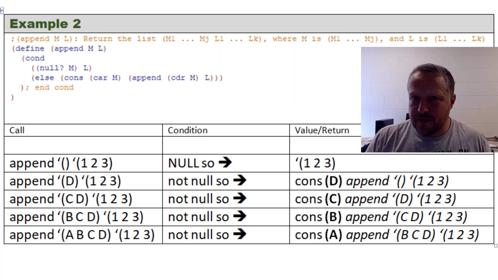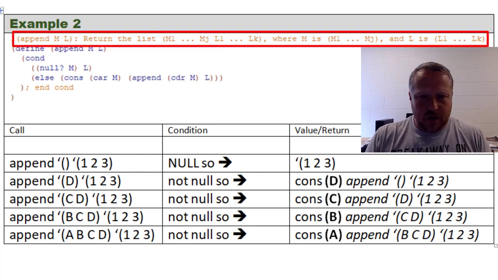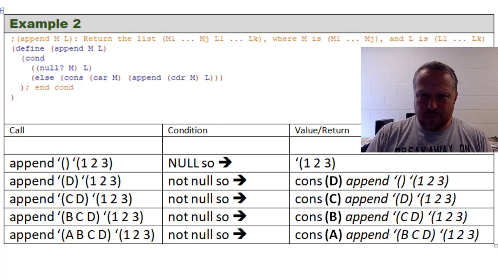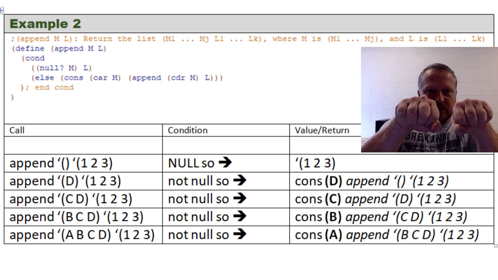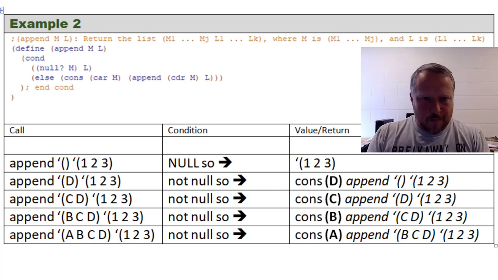The overall setup is the same. Remember, one of the first items is to understand what we're doing with the application. And in this application, it says right in the comment there, we're going to return a list of M1 to MJ and then L1 to LK, where M is M1 to MK. I should have just had you read that. But anyway, we're going to end up putting just two lists together, but they keep their respective places in order. And that's why it's called append.